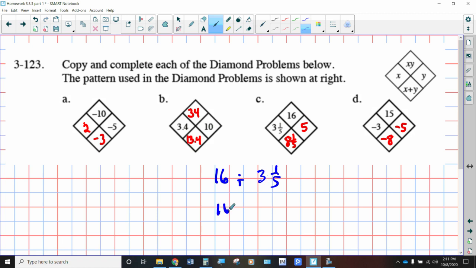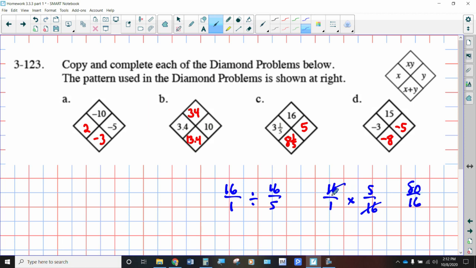Let's go ahead and show our work here. That's supposed to be a 16. Let me write this again. 16 over 1 divided by 16 over 5. And now we'll multiply times the reciprocal of 5 over 16. And you notice you get those 16s canceling out. You could write it as 80 over 16 and then do the division, or cross cancel and see your answer is going to be 5 over 1, which is 5. So now 5 plus 3 1/5 is 8 1/5.